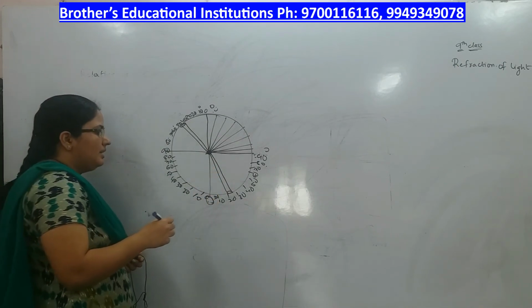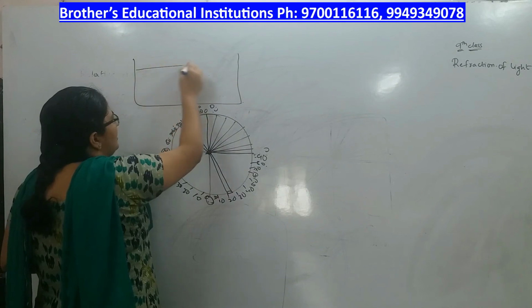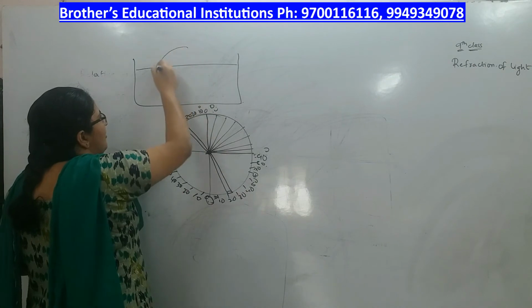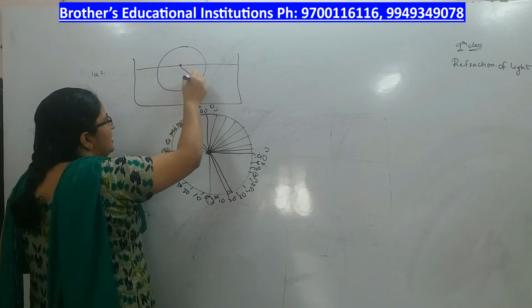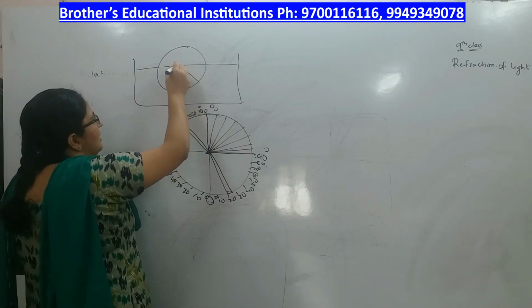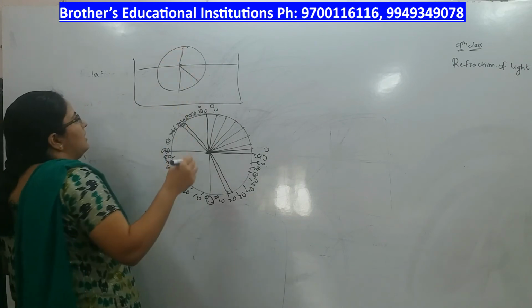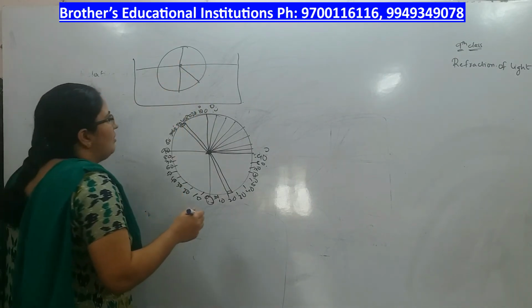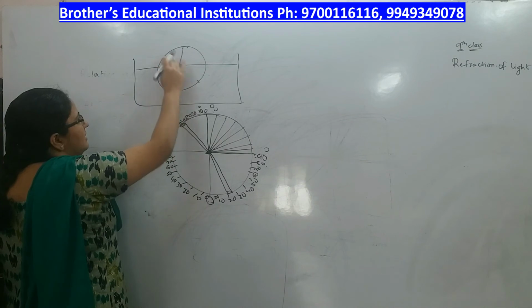Now, take a glass container having water up to certain height. Now, dip half of the metal disc and the straw making certain angle in the water with respect to the normal. Now try to observe the straw outside the water. Now this will show some angle like this.